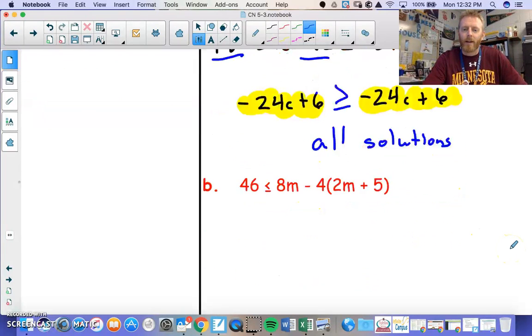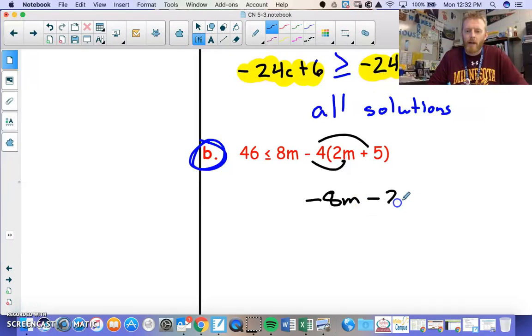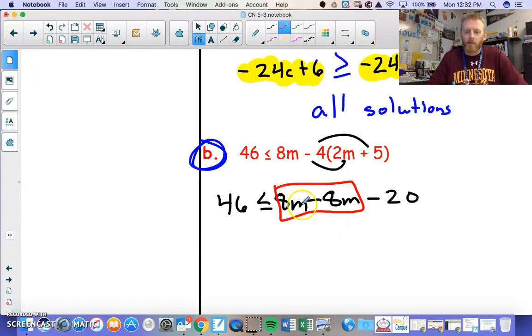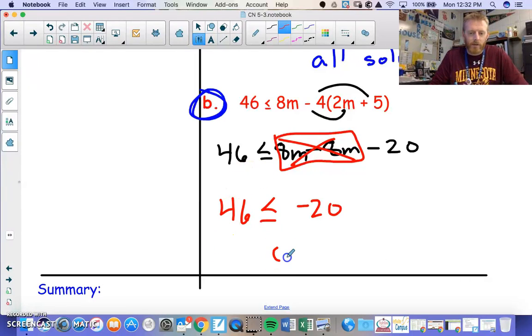And the other type of special circumstance, I bet you can guess what it's going to be. We're going to have a similar type of work. We're going to distribute. We are left with a negative 8m, a minus 20, and then we have a positive 8m greater than or equal to 46. Now we got an issue over here. A negative 8m and a positive 8m make no m's left, so they cancel each other out. So 46 is less than or equal to a negative 20. Well, this just in, folks, that's just plain old not true. So this is an empty set or no solution.